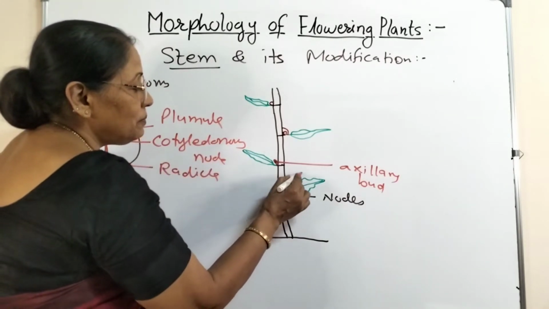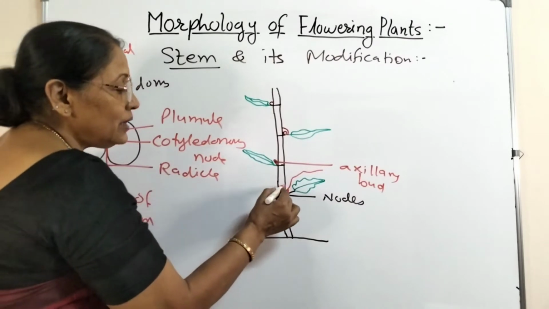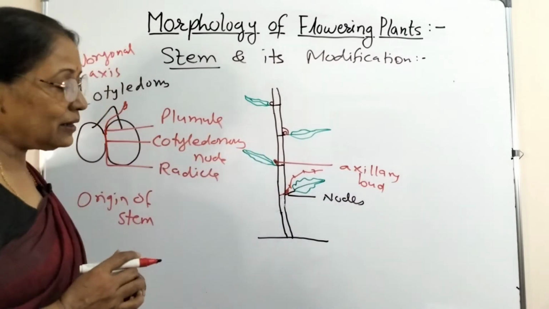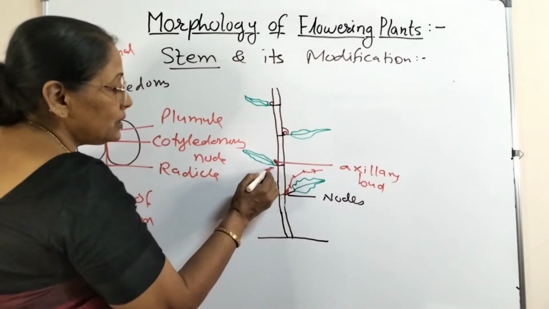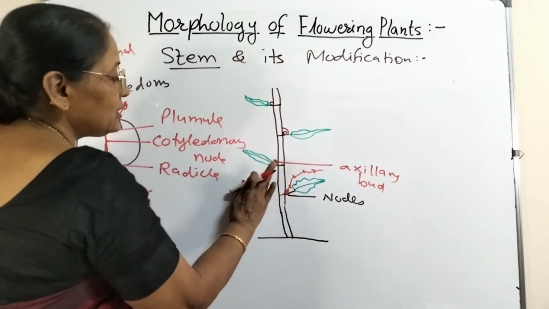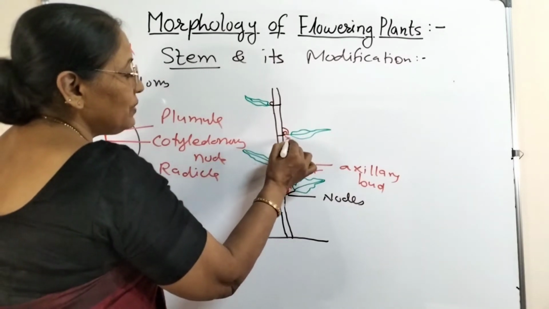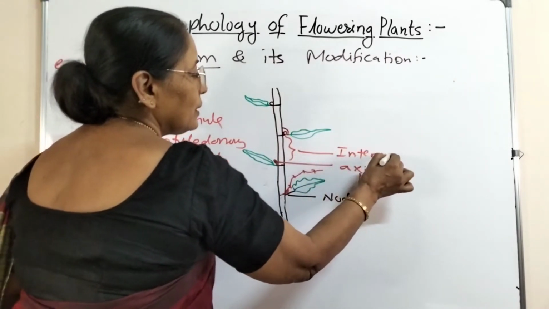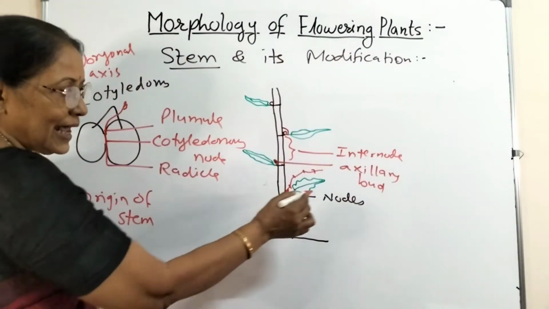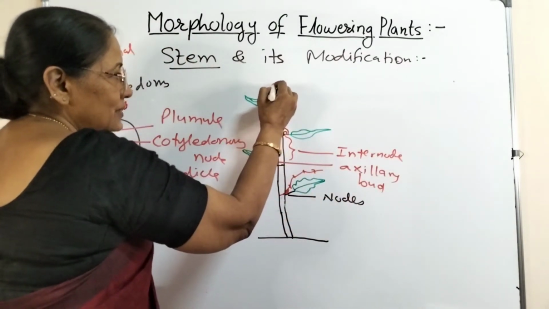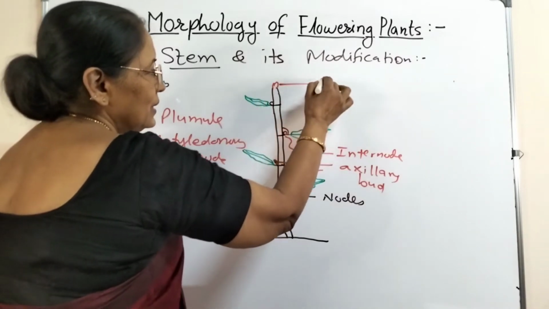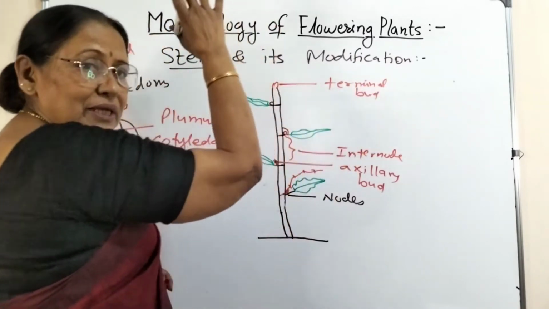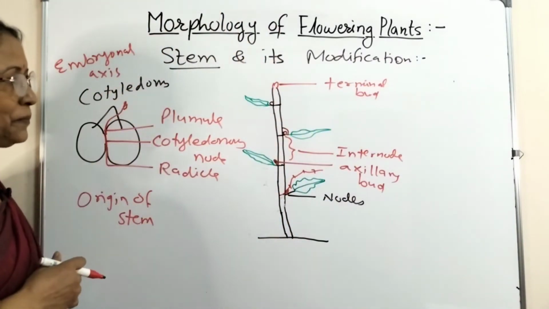Means this axillary bud will grow into a branch, and then it will also have these nodes and internodes, and from these nodes the leaves will come out. The distance between these two nodes is called internode. There is one more bud. This is axillary bud. Here at the top there is another bud which is called the terminal bud. This is the terminal bud at the tip by which the plant will grow in its height.